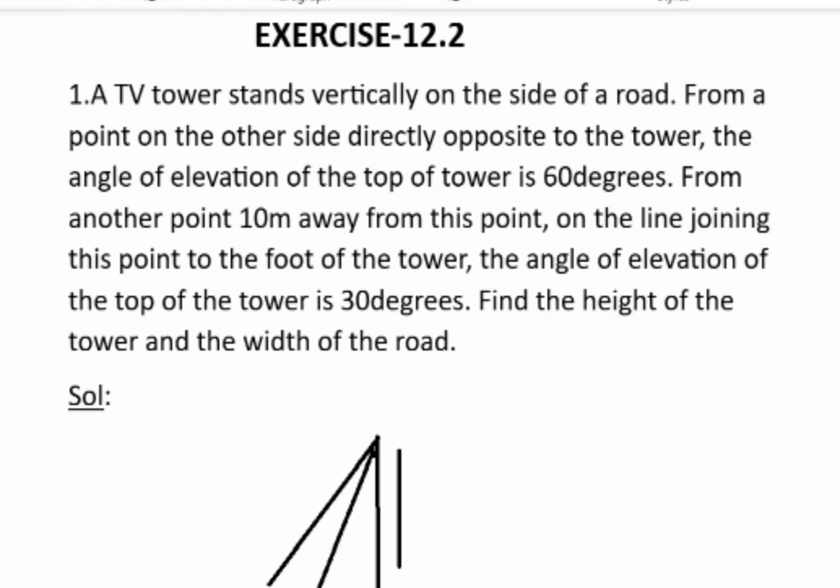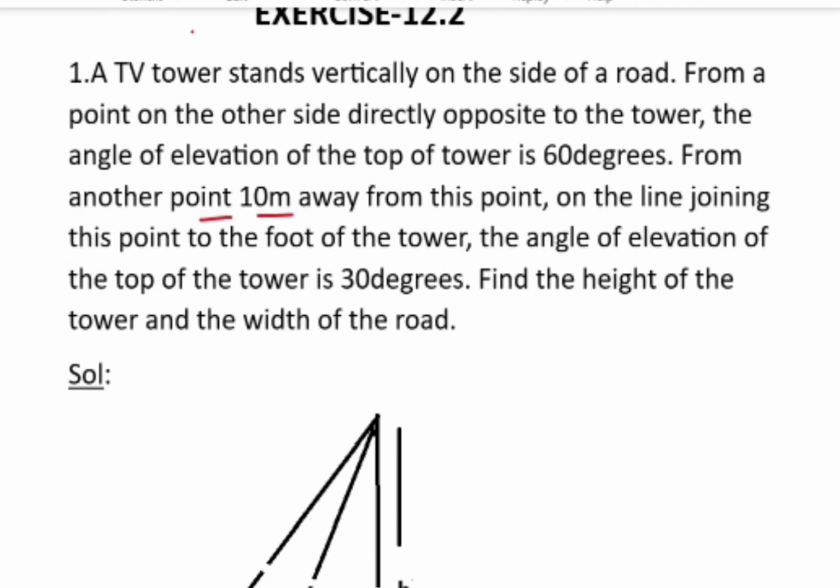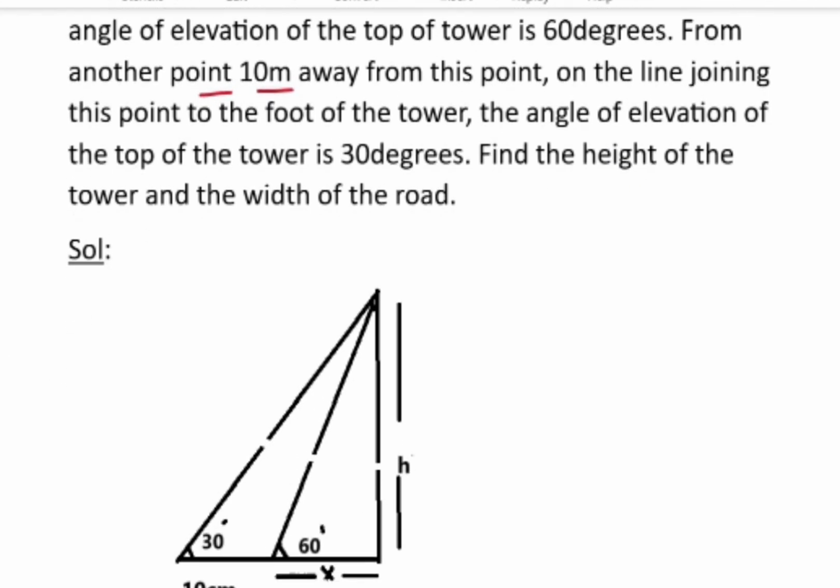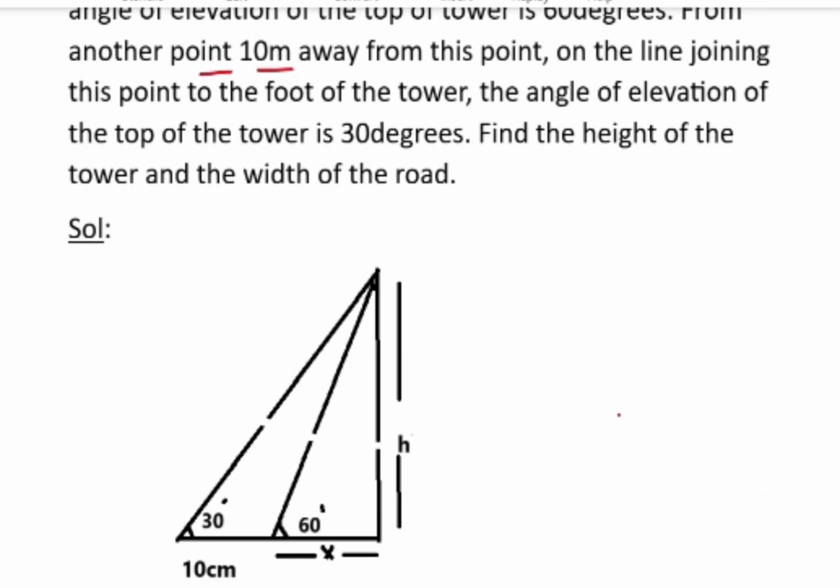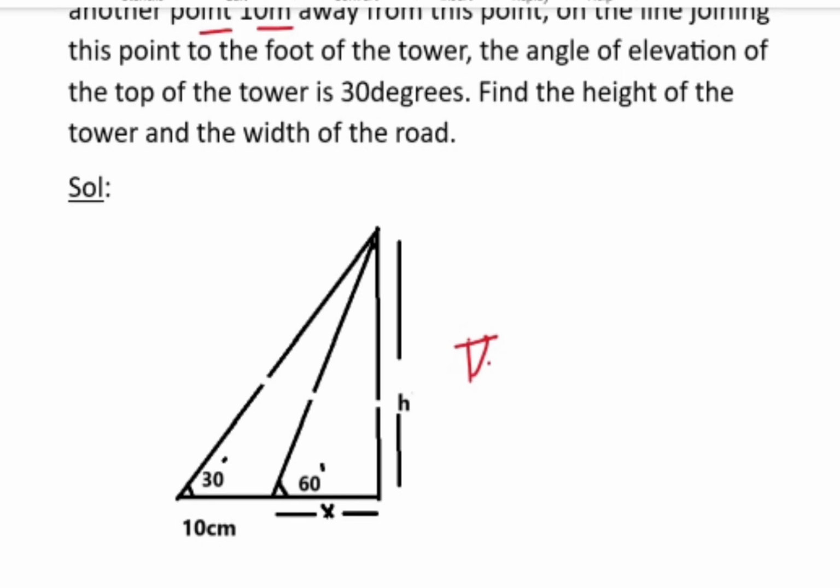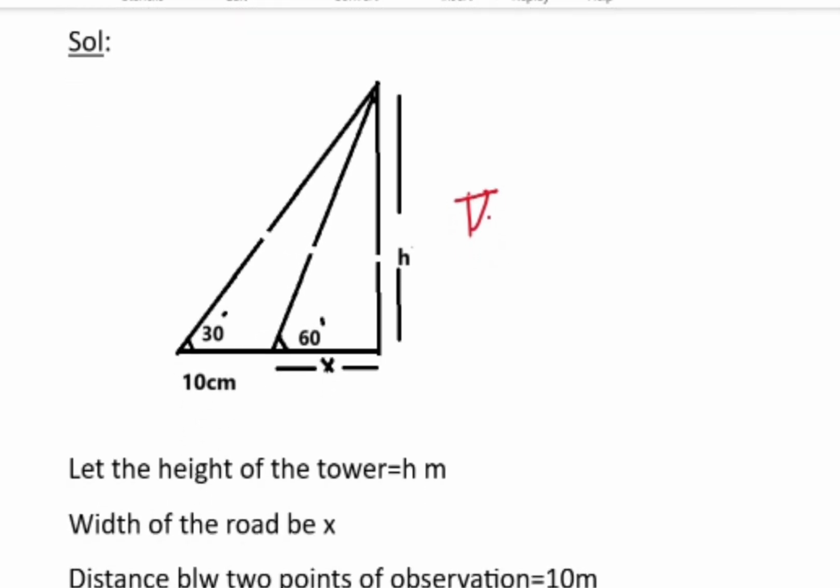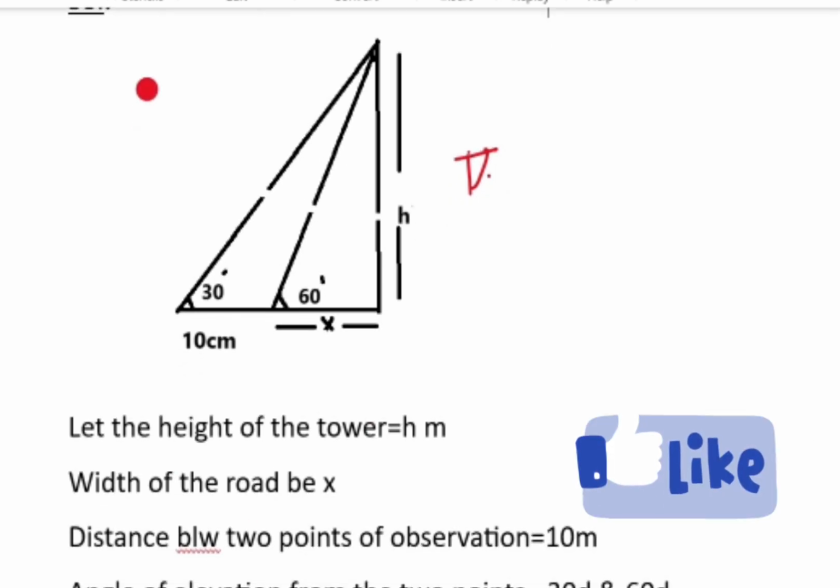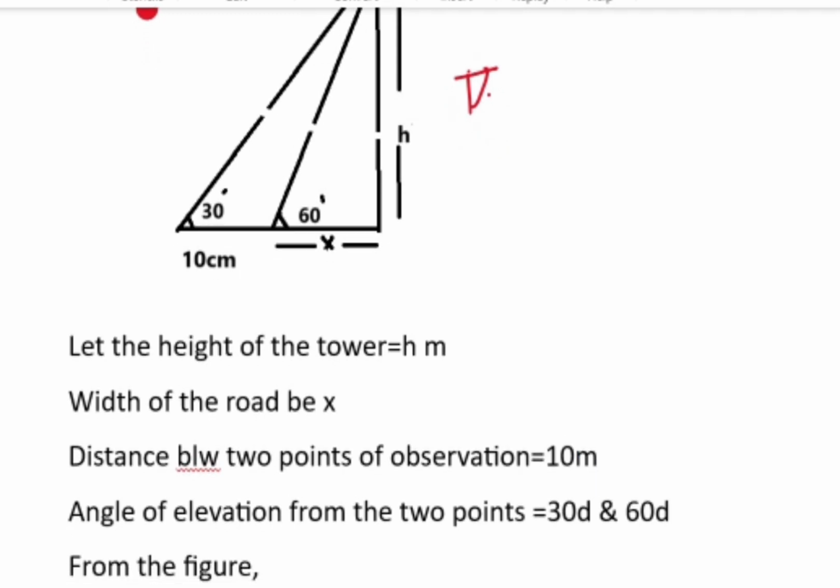Question: we need to draw a figure. This is the tower of height h, with 60 degrees elevation and 30 degrees elevation. He has given 10 meters, and the road width is x. We need to find x and h. Let the height of the tower be h, and the width of the road be x. The distance between the 2 points of observation is 10 meters. The angles of elevation from the 2 points are 30 degrees and 60 degrees.